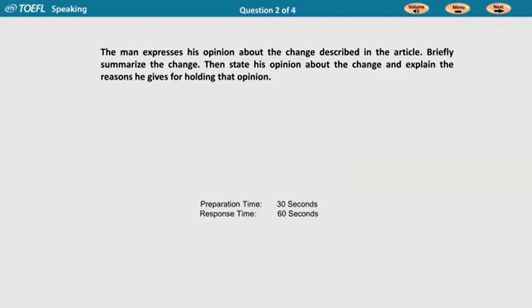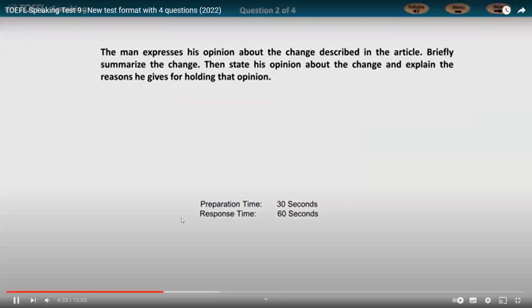The man expresses his opinion about the change described in the article. Briefly summarize the change, then state his opinion about the change and explain the reasons he gives for holding that opinion. Begin to prepare your response after the beep.